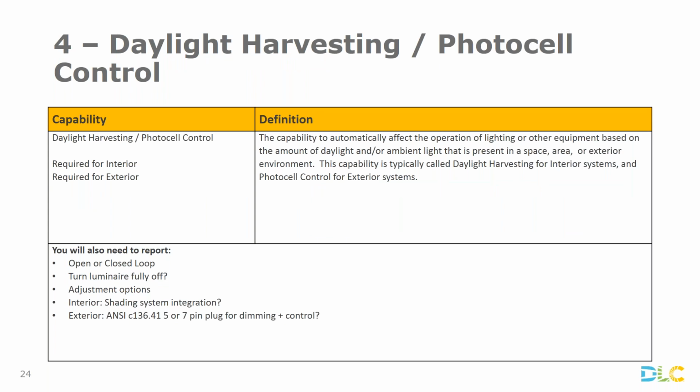The next one is daylight harvesting and photocell control. This is required for interior, required for exterior. The definition is really the same. Whether you're talking about daylight harvesting or photocell control, they're both control strategies that are automatically controlling the operation of lighting based on the amount of daylight or ambient light conditions.